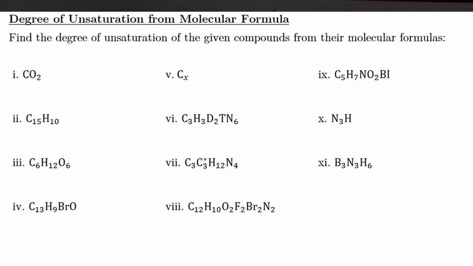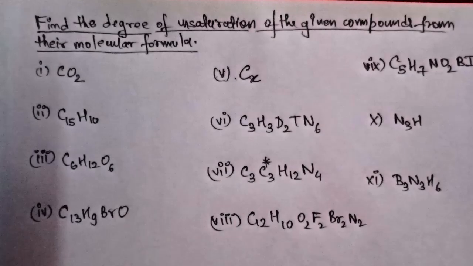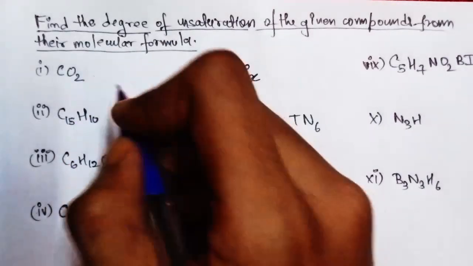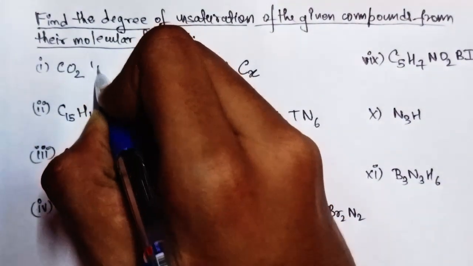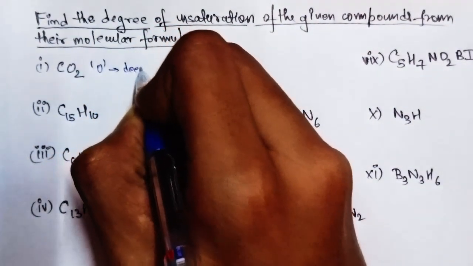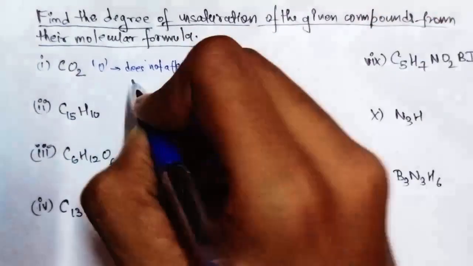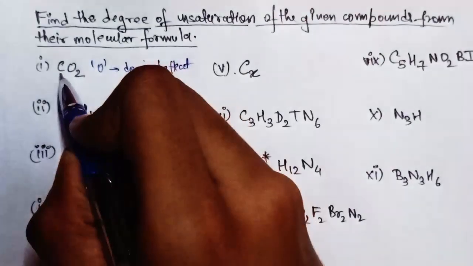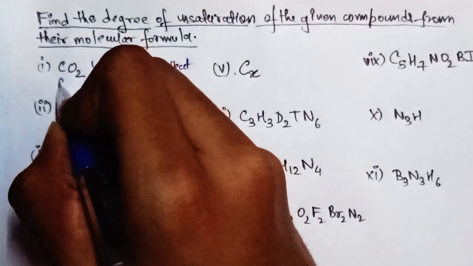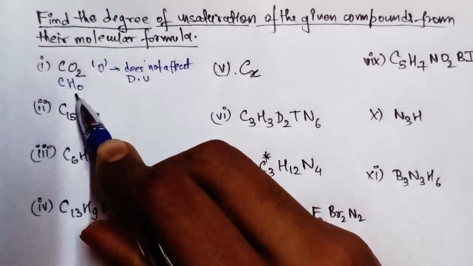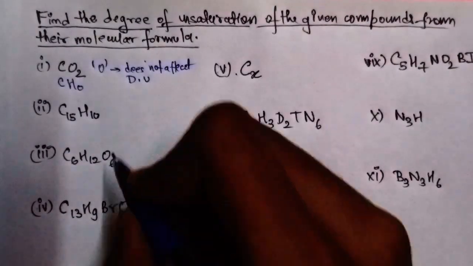In this illustration, we are going to find the degree of unsaturation of the given compounds from the molecular formula. Starting with the first problem, the molecule is CO2. We have learned that oxygen does not affect the degree of unsaturation of a molecule. Therefore, we can just ignore it and make it CH0, since there are no equivalent hydrogen atoms present in this molecule.